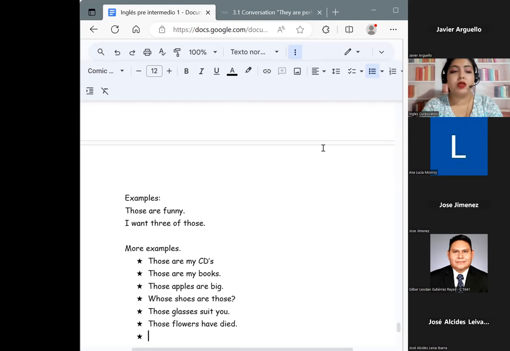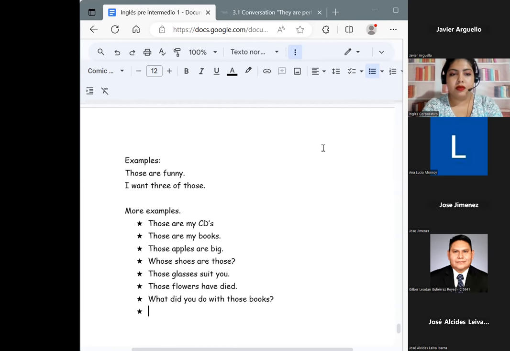What did you do with those books? And one more. Both of those students didn't pass the test.